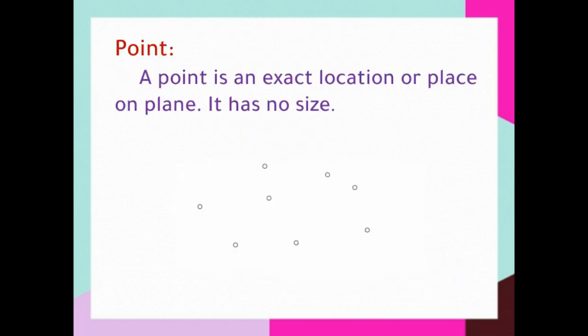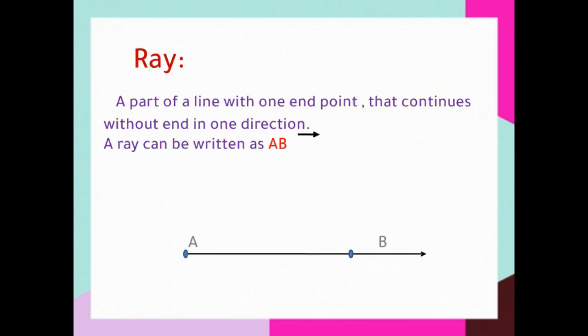First, point. A point is an exact location or place on a plane. It has no size. Second, ray. A part of a line with one end point that continues without end in one direction. Look at the figure. Point A is the one end point. Next, B, that side is going endlessly with arrow mark. Therefore, this ray AB can be written as AB with arrow mark over it.